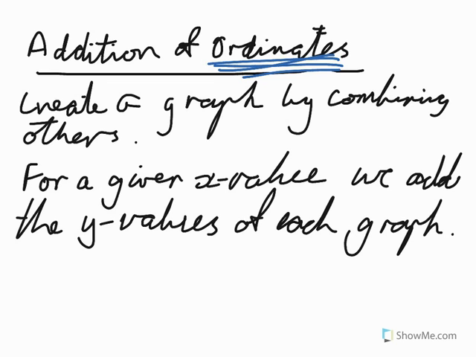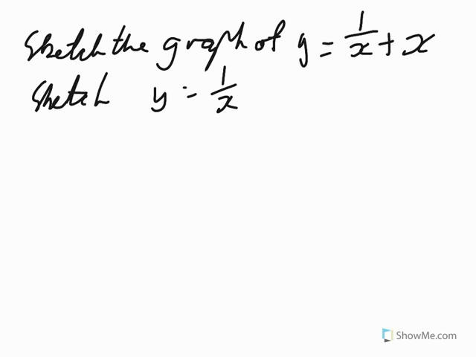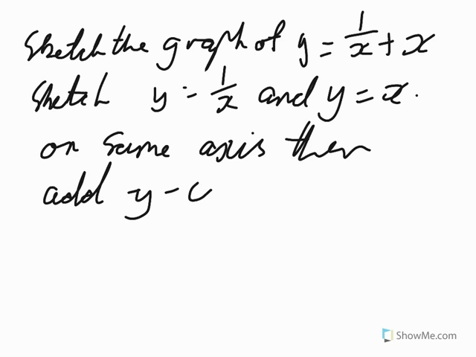Alright, so let's have a look at an example of how we might do that. Sketch the graph of y equals 1 on x plus x. The way we're going to do that is first of all we sketch y equals 1 on x and y equals x on the same axis. Then add our y coordinates.